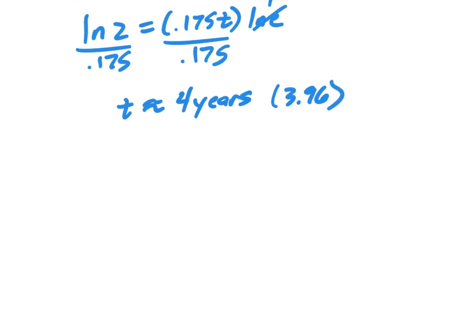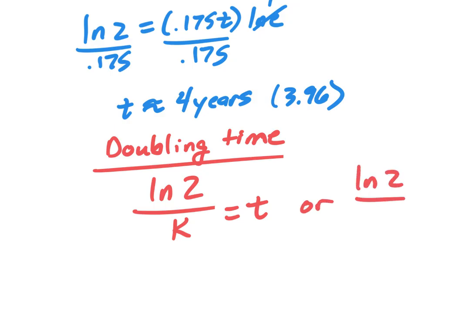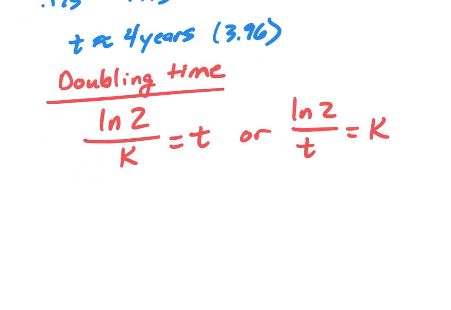Okay, so whenever we have a doubling time problem from here on out, we're going to take the ln of 2, we're going to divide by k, and that will give me t. Or I could do it this way. If I want to know what the k value is, I could divide by the number of years, and that could give me k. So that is the quick shortcut that we can use whenever we do doubling time.